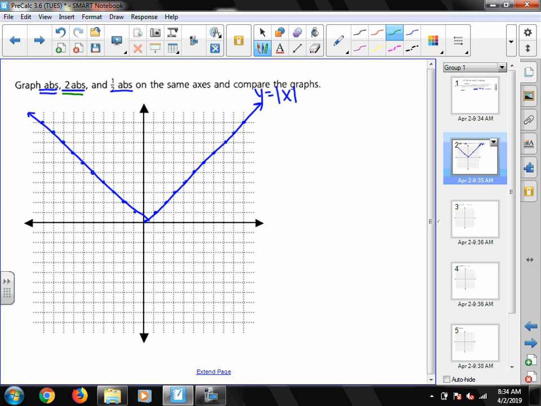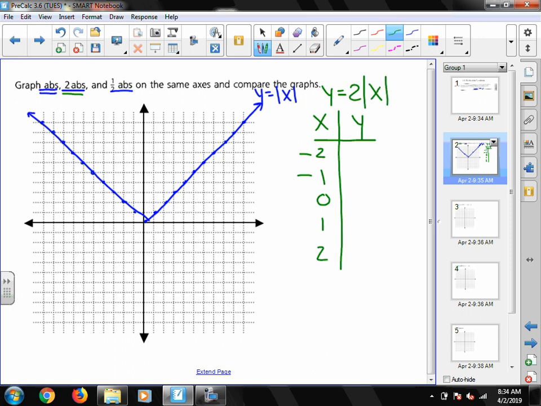Now, I need to do 2 times the absolute value of x. Now, I'm not entirely sure what that's going to do. We'll make a little XY chart here. If you guys haven't picked up on this, this seems to be a pretty common theme here. So, I'm just going to pick some numbers and see what I get. I'm going to go -2, -1, 0, 1, and 2. So remember, this is y is equal to 2 times the absolute value of x. So I plug in -2, absolute value of -2 is +2.